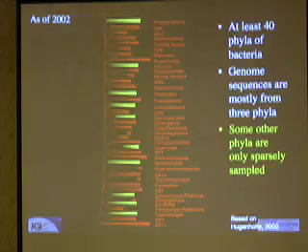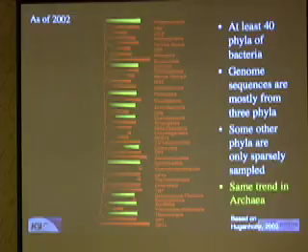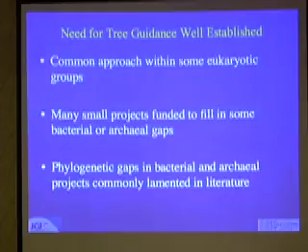Some other phyla were poorly sampled at the time, but there were at least one genome or a couple of genomes from those phyla. And the same general trend was seen in archaea, although I'm not showing that on this slide. And so Phil pointed out, and many other people had pointed out, that tree-based guidance for sequencing genomes would be really beneficial for many reasons.